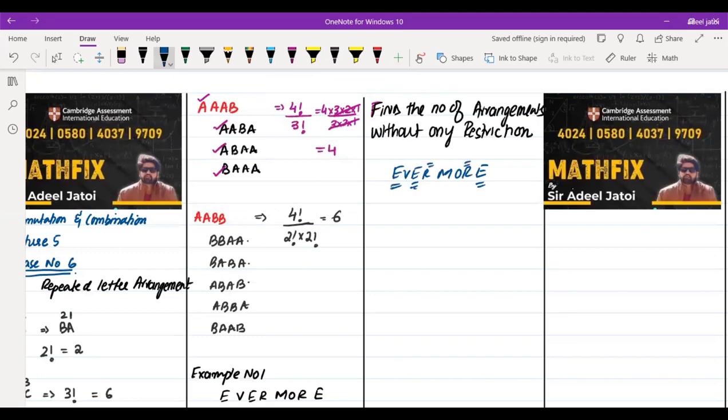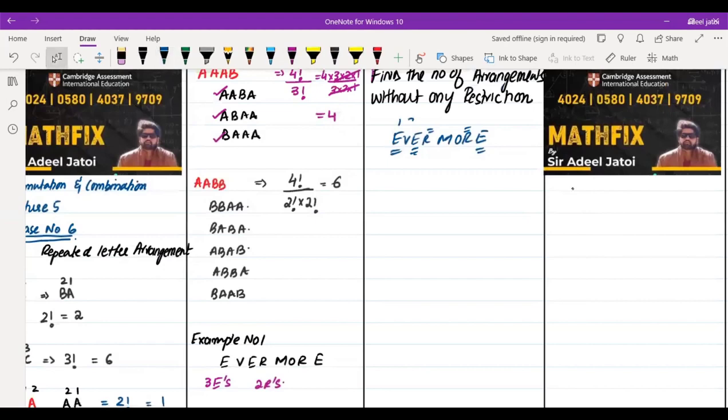So how many alphabets does this have? 1, 2, 3, 4, 5, 6, 7, 8. This has 8 factorial for the alphabets. But we can see that 3 E's are being repeated, so 3 factorial is divided, and multiplied by 2 factorial for the 2 R's. So this means 8 factorial in the numerator for the entire arrangement, and since we need to cancel out the same letters, we make sure that 3 factorial and 2 factorial are applied. The answer will be 3360.